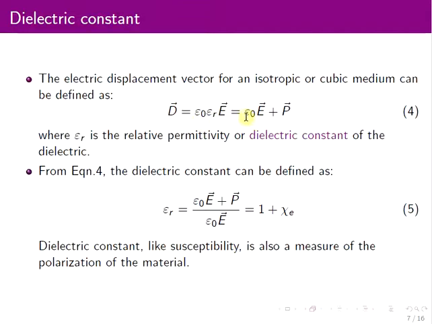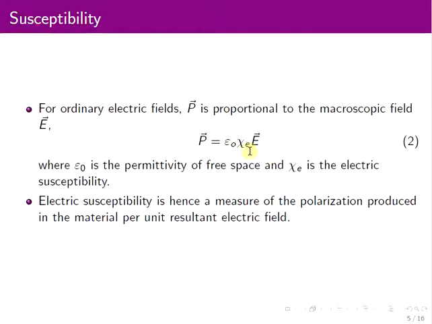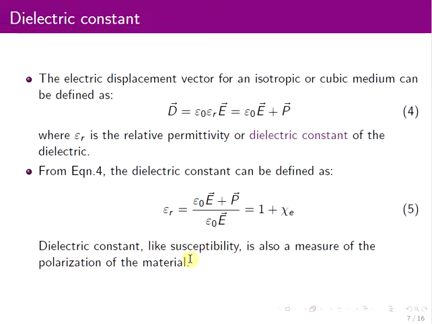From this equation we can define the dielectric constant, which is equal to epsilon naught E plus P divided by epsilon naught E, which is equal to 1 plus chi, that is, the susceptibility. So this is based on the polarization. The expression for polarization is P is equal to epsilon naught chi E. So here it relates the dielectric constant with the susceptibility. That means the dielectric constant is also a measure of the polarization of the material.